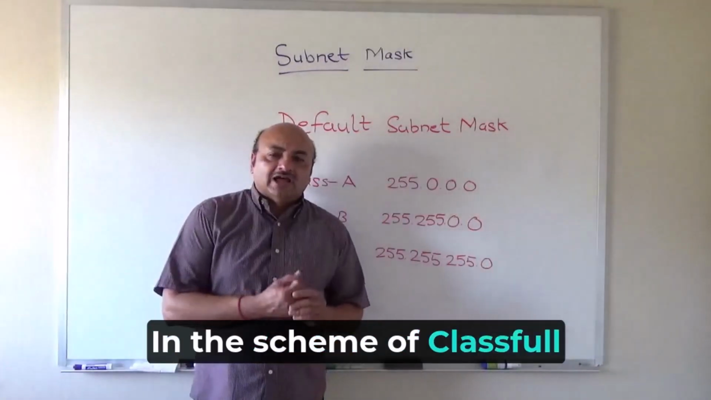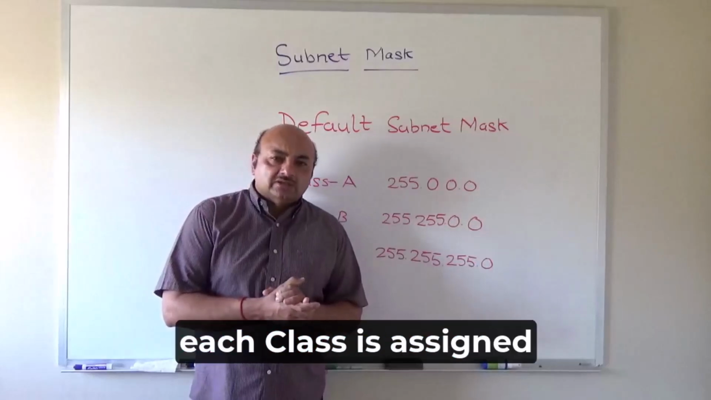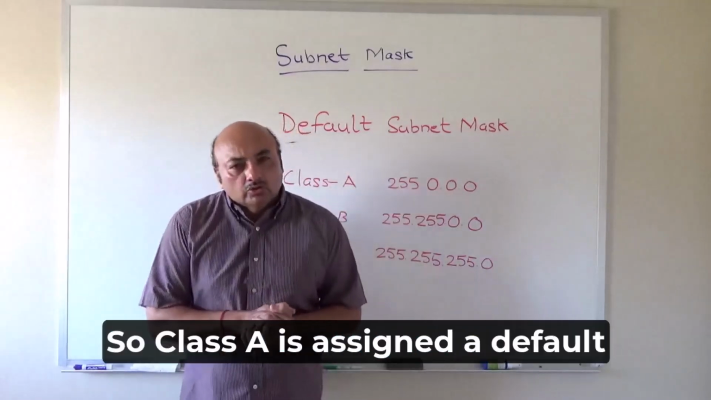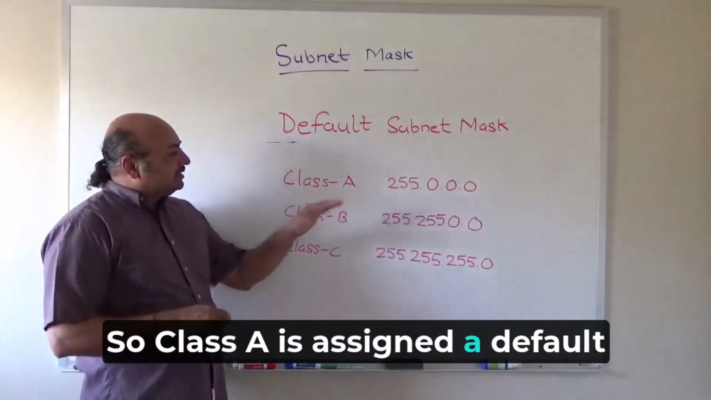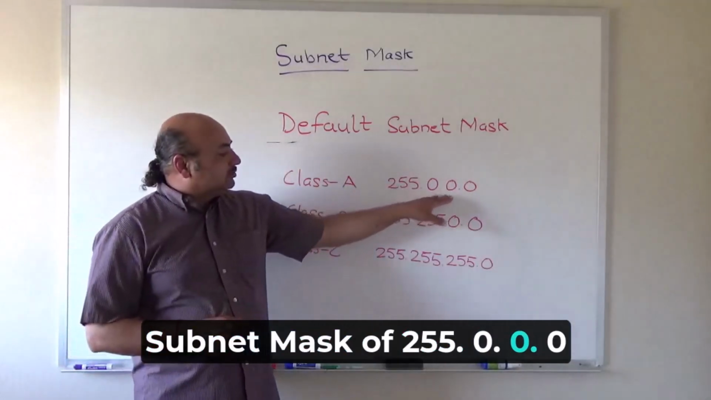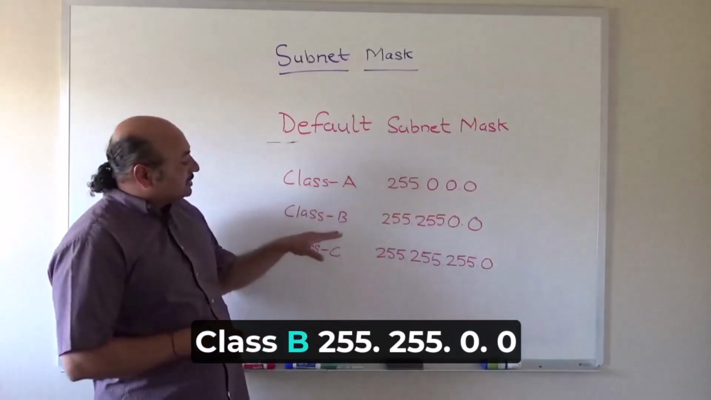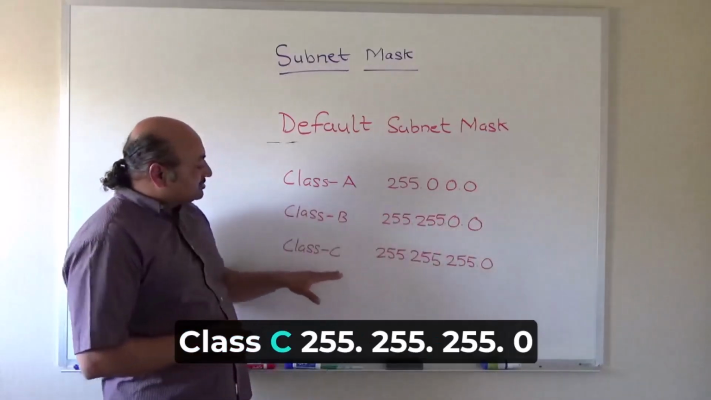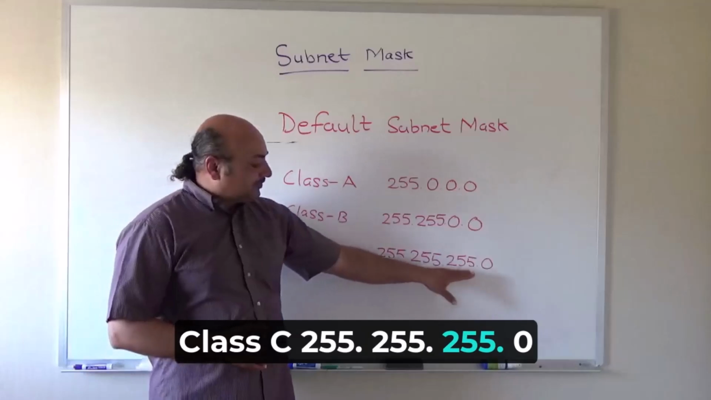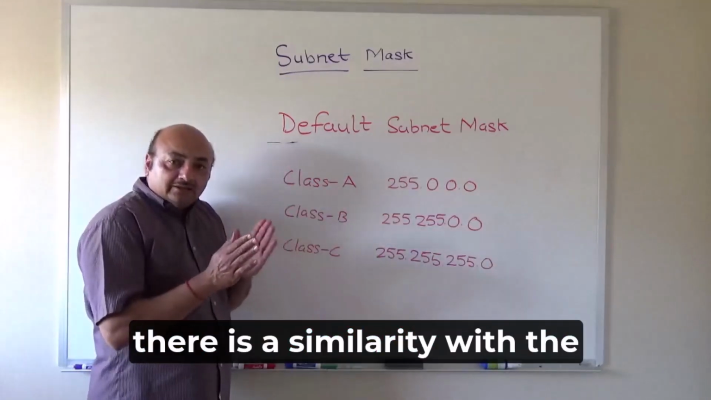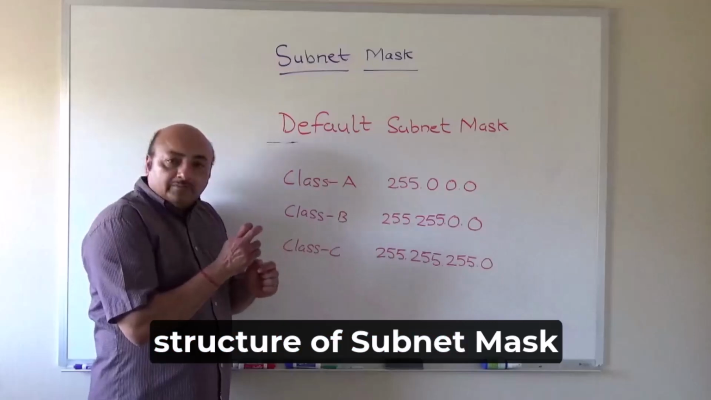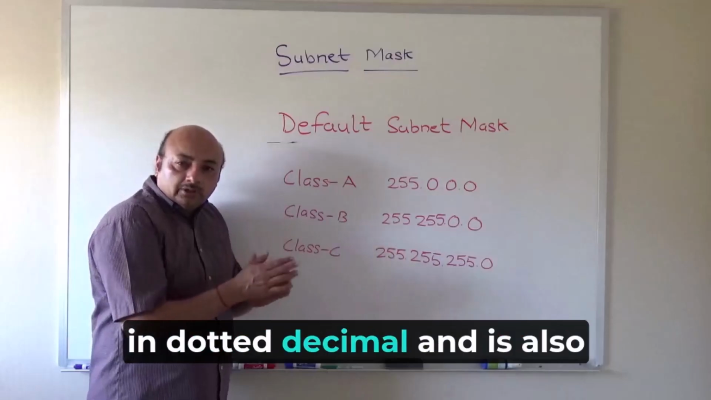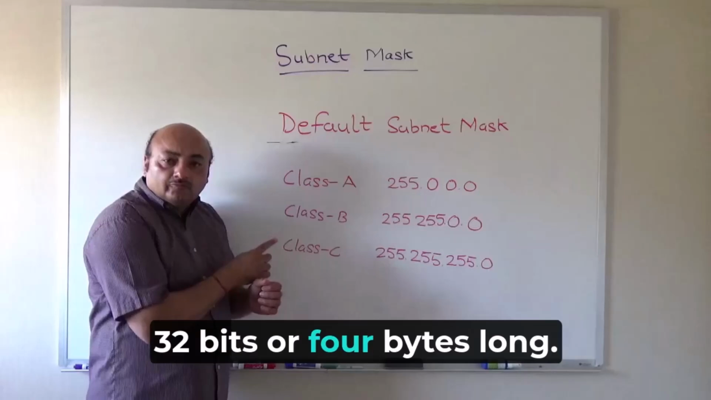In the scheme of classful IP addresses, each class is assigned a subnet mask, which we call the default subnet mask. Class A is assigned a default subnet mask of 255.0.0.0, class B 255.255.0.0, and finally class C 255.255.255.0. There is a similarity between the structure of a subnet mask and an IP address. A subnet mask is also represented in dotted decimal and is also 32 bits or 4 bytes long.